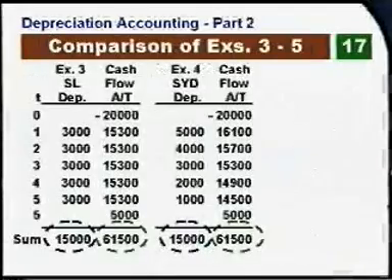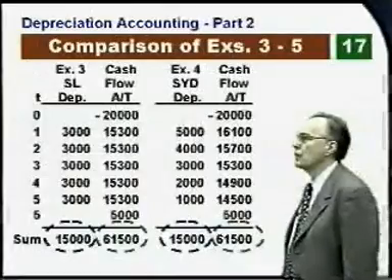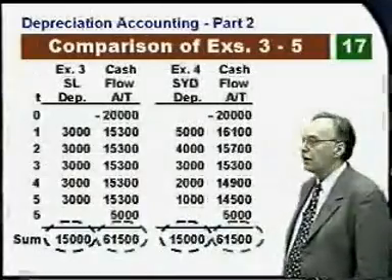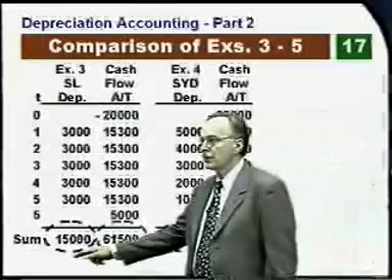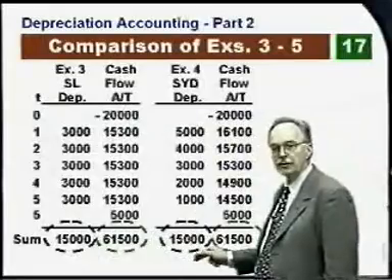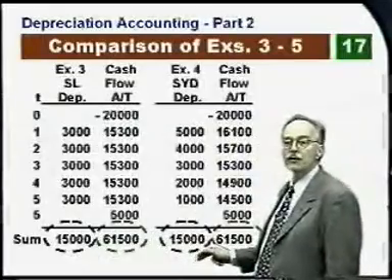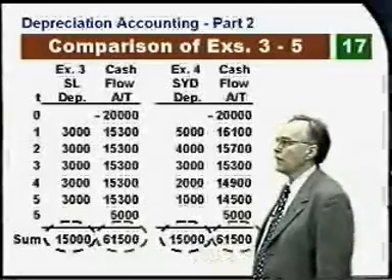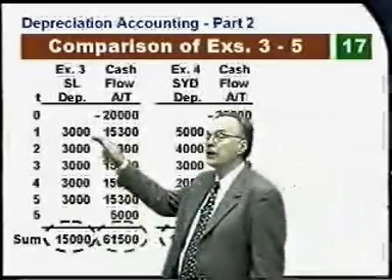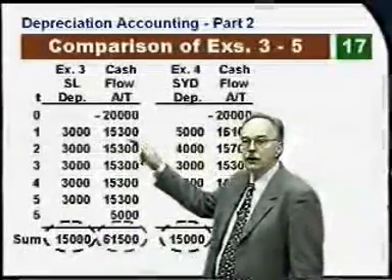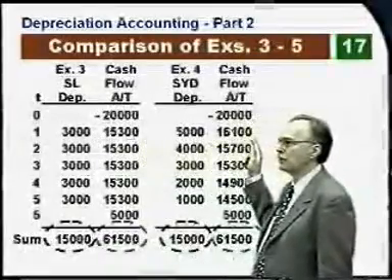Now let's go on to a more detailed comparison of the cash flows. And we'll first look at a comparison between examples 3 and 4. We notice that the equipment depreciation expense is the same. It's $15,000 for both examples, but the timing is different. And it's this timing of the depreciation expense that causes the difference in the cash flow. Here we have $3,000 versus $5,000. $15,300 cash flow after tax versus $16,100.